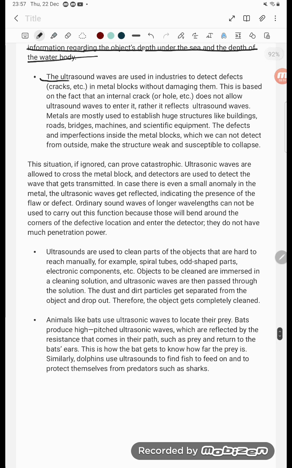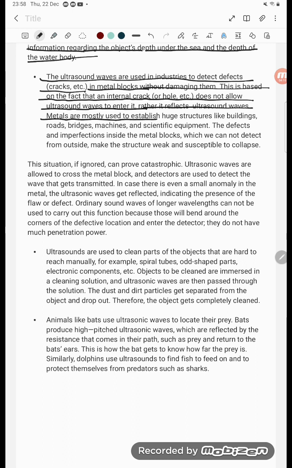Ultrasound waves are used in industries to detect defects, cracks, etc. in metal blocks without damaging them. This is based on the fact that internal cracks, holes, etc. do not allow ultrasonic waves to enter them. Rather, they reflect the ultrasound waves. Metals are mostly used to build huge structures like buildings, roads, bridges, machines, and scientific equipment.